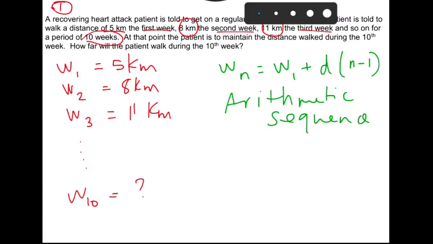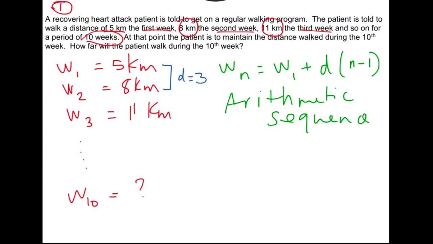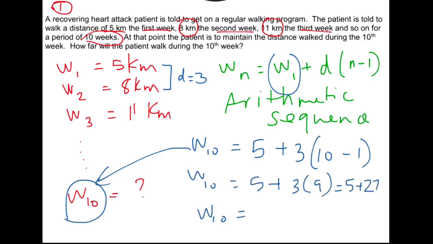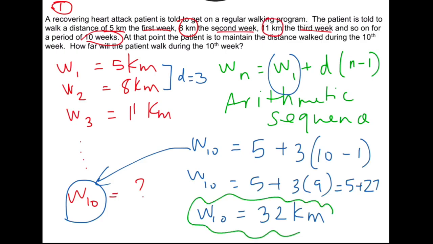We can see that d is equal to 3, right? Because you're adding 3 each time. So we say w of 10, that's how many kilometers he will have to walk after 10 weeks. That would be w1, that's 5, plus the common difference 3 times 10 minus 1. So that would be 32 kilometers. So that means at week 10 he will have to walk 32 kilometers.